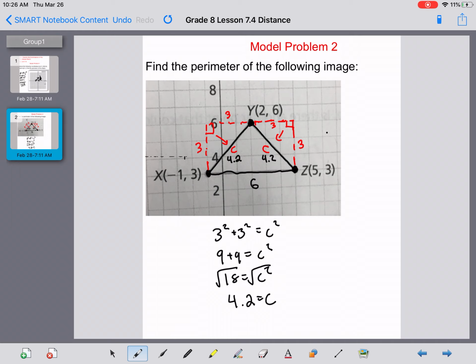So now to find the perimeter, all I'm looking at is my black sides. The red sides from my right triangle are not part of my perimeter. So my perimeter would be 6 plus 4.2 plus 4.2. So I would add up those three sides. 6 plus 4.2 plus 4.2 is 14.4. So my perimeter would be 14.4.